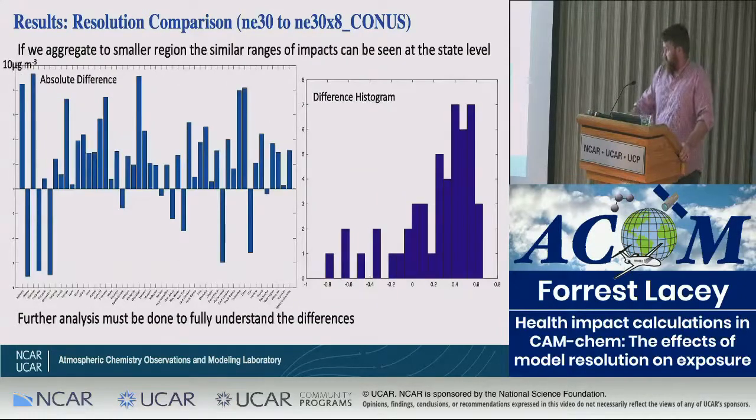And I've again repeated this analysis, except now I calculated the population-weighted PM2.5 at the state level. So if we were calculating individual states and what the mortality in that state was. And again, we see very similar ranges of differences between the SE 1 degree and the regional refined. So here we have absolute differences going up to 10 micrograms per meter cubed, and the factor difference is going from around negative 0.8 to positive 0.6. So these are very large uncertainties depending on your choice of model resolution.